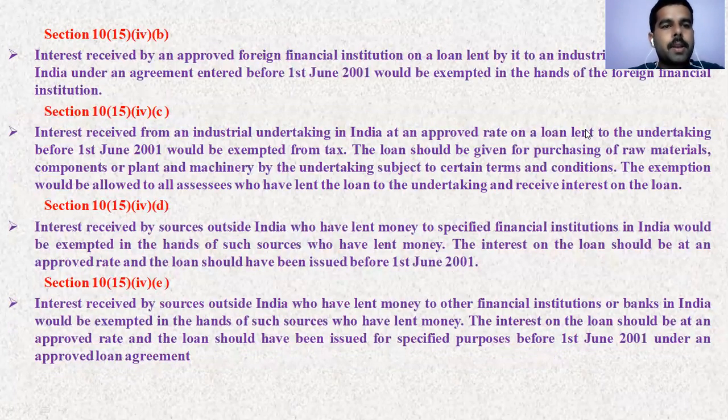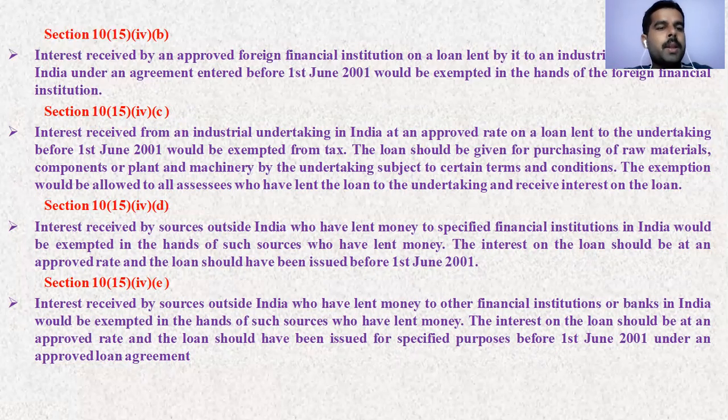The next one, section 10 subsection 15, then again 4b, interest received by an approved foreign financial institution on a loan lent by it to an industrial undertaking in India under an agreement entered before 1st June 2001 would be exempted in the hands of the foreign financial institution. Okay, so you observe here carefully, interest received by an approved foreign financial institution on a loan lent by it to an industrial undertaking here. Okay, for them also the exemption is there.